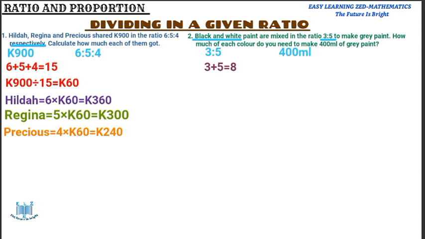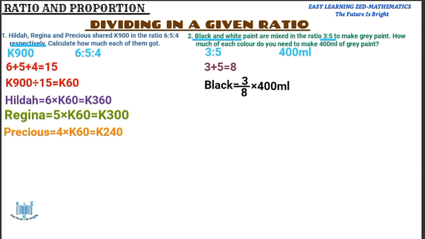So let's start by finding the amount of black we need to make 400 mils of gray paint. Since we are looking at black, I'm going to write black there. Then I'm going to get the number which stands for it in the ratio, which is 3, over 8, the total number of shares. So black got 3 shares, and we're going to divide 3 by the total number of shares, which is 8, then multiply by the total amount of gray paint which will be made, which is 400 mils.